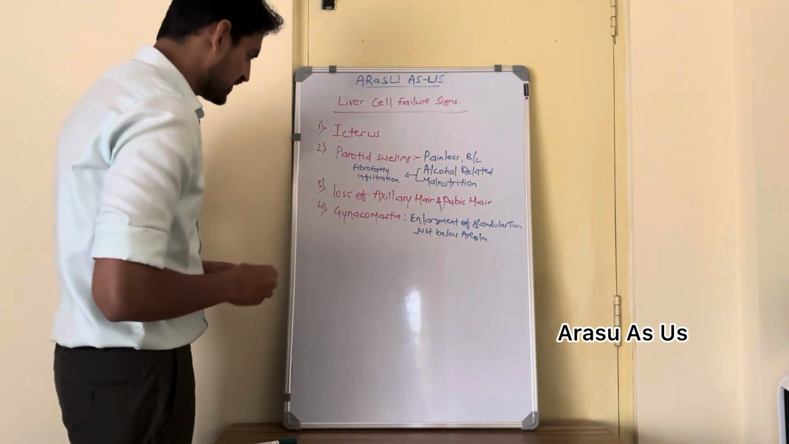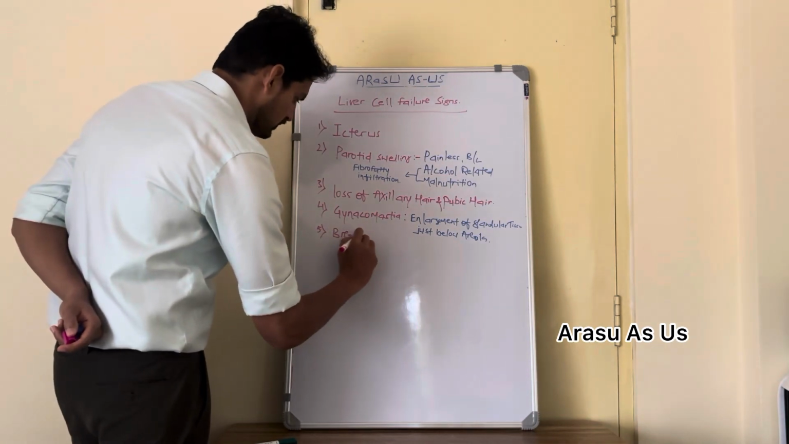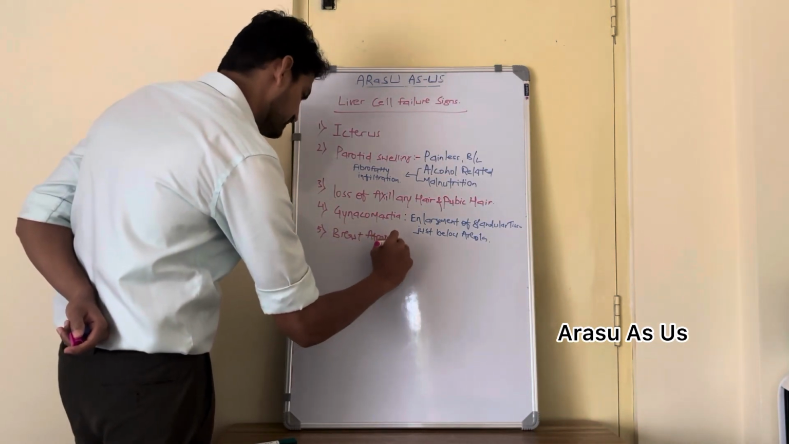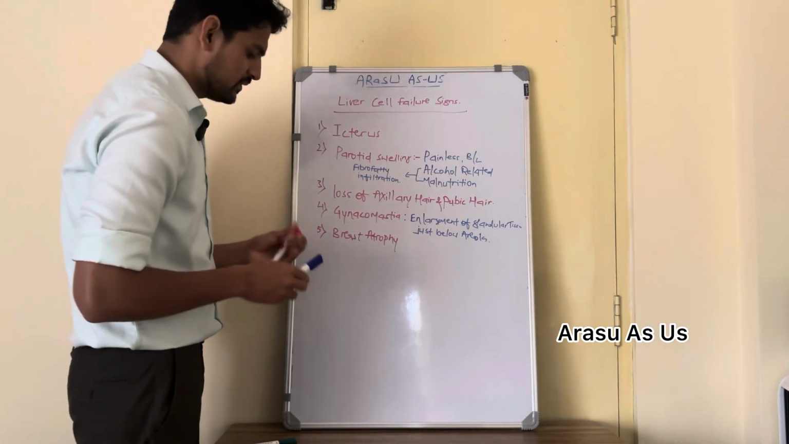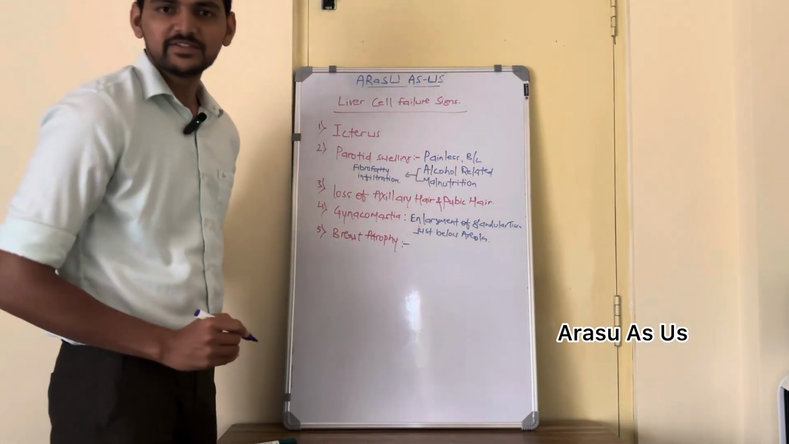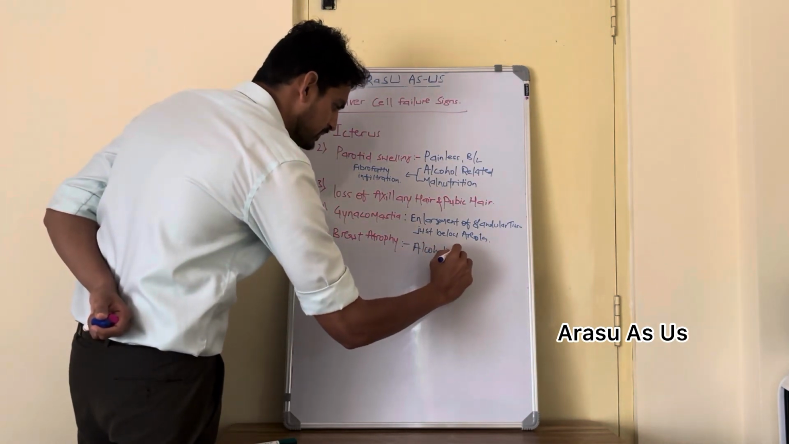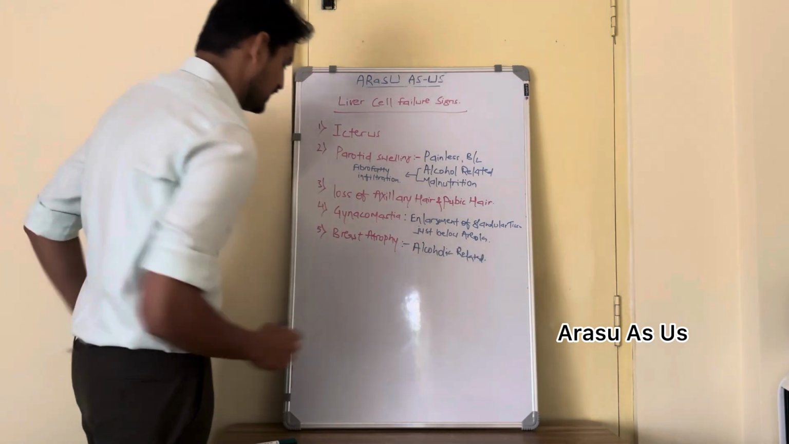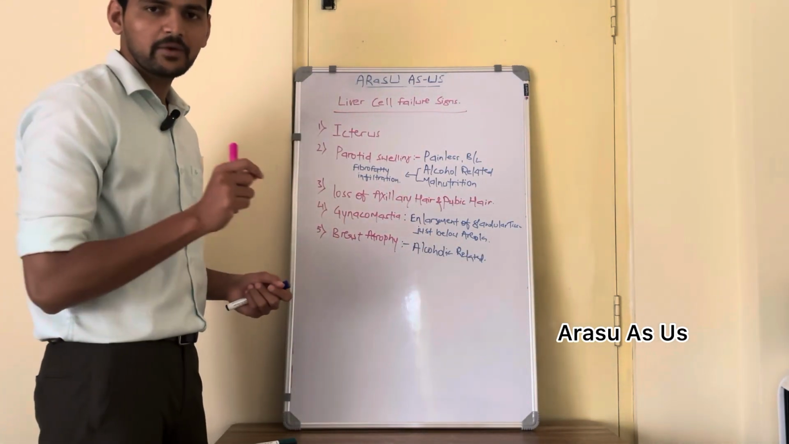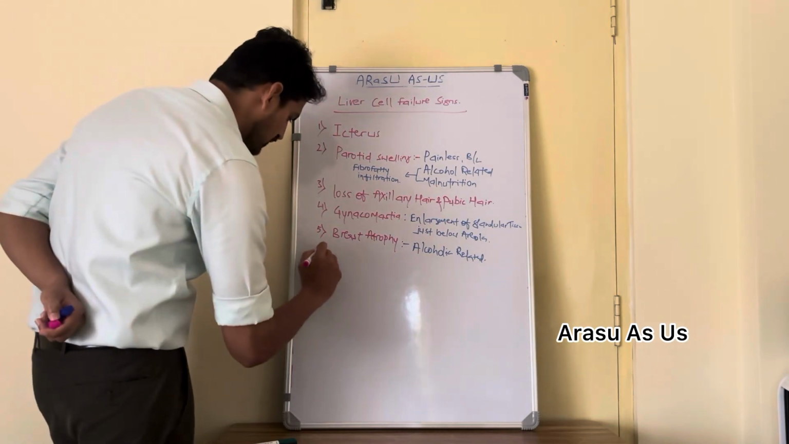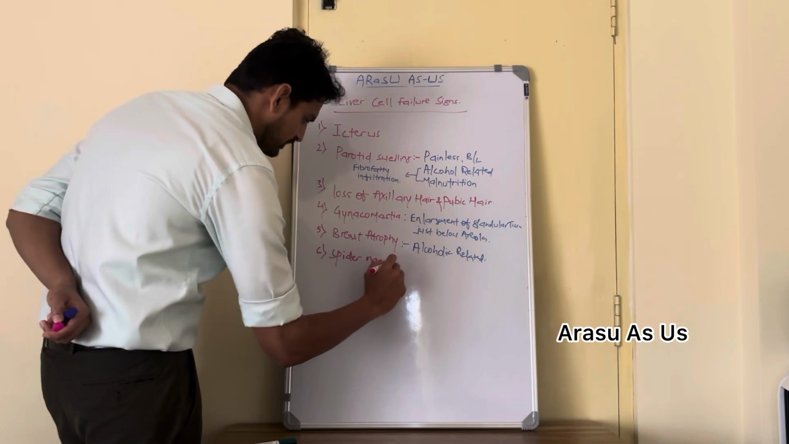The next liver cell failure sign in the chest will be breast atrophy in females. This is again more precise towards alcoholic etiology, alcohol related mainly. Then one more liver cell failure sign in the chest, mainly in the territory of the superior vena cava, will be spider nevi.